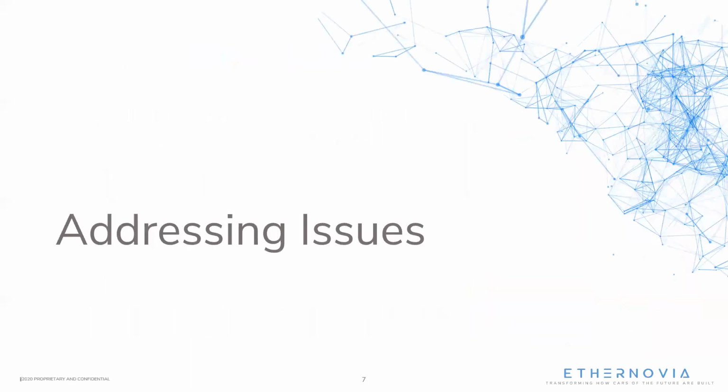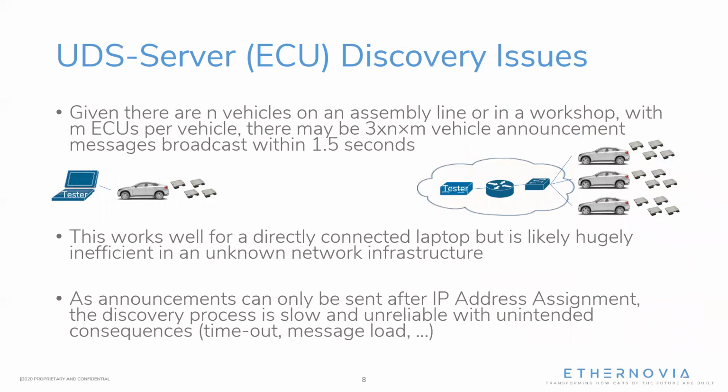So let's start with some addressing issues, and we will start with those at the beginning, at the top of the ISO OSI stack, with the UDS server discovery. And you will see in the document that there is a vehicle announcement message. This vehicle announcement message is supposed to be sent 3 times at the start of the ECU, meaning that you receive a message load of 3 times the number of vehicles, times the number of ECUs, within about 1.5 seconds when the whole system starts up.